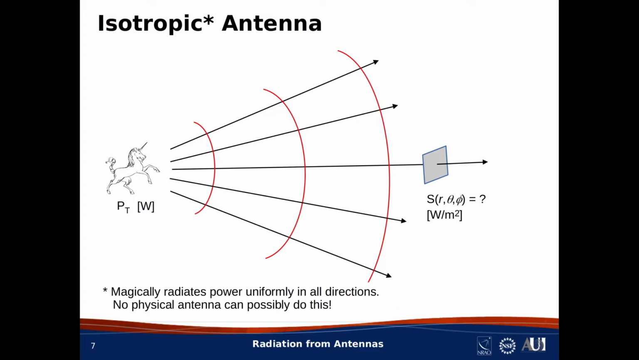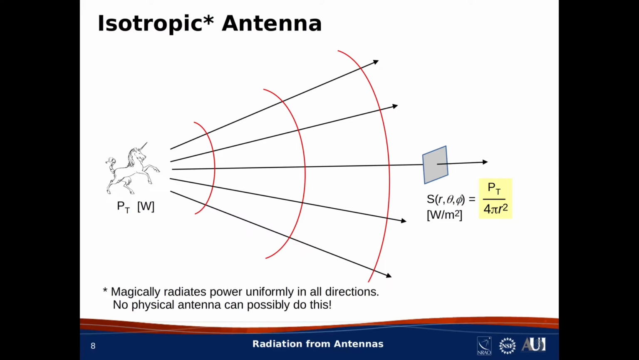As a benchmark, the concept of an isotropic antenna, which distributes power uniformly into the far field, is very useful, as we shall soon see. So if this antenna is isotropic, and therefore distributing power uniformly into the far field, we can compute power density. In this case, the power density is simply the total power that was radiated divided by the area through which it radiates.